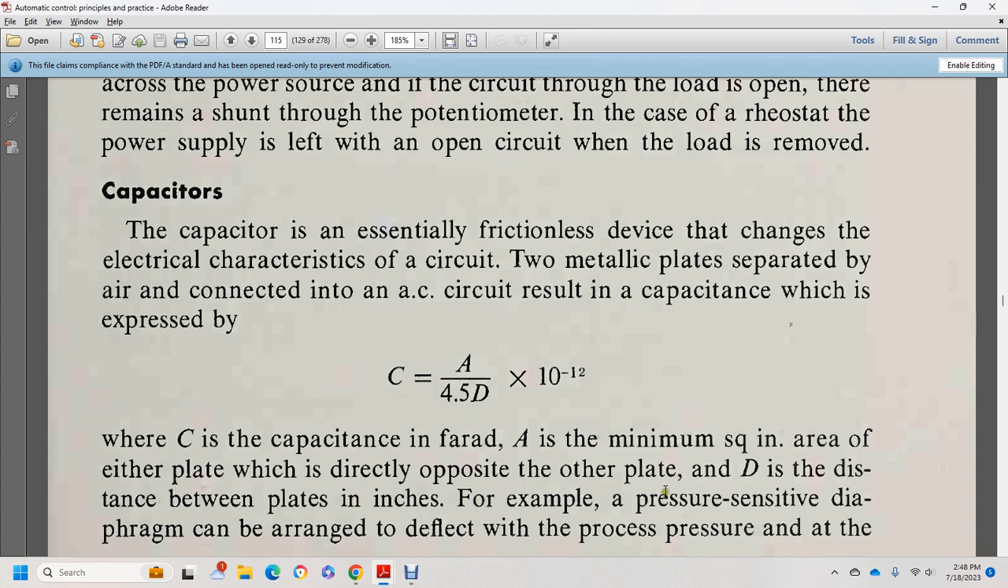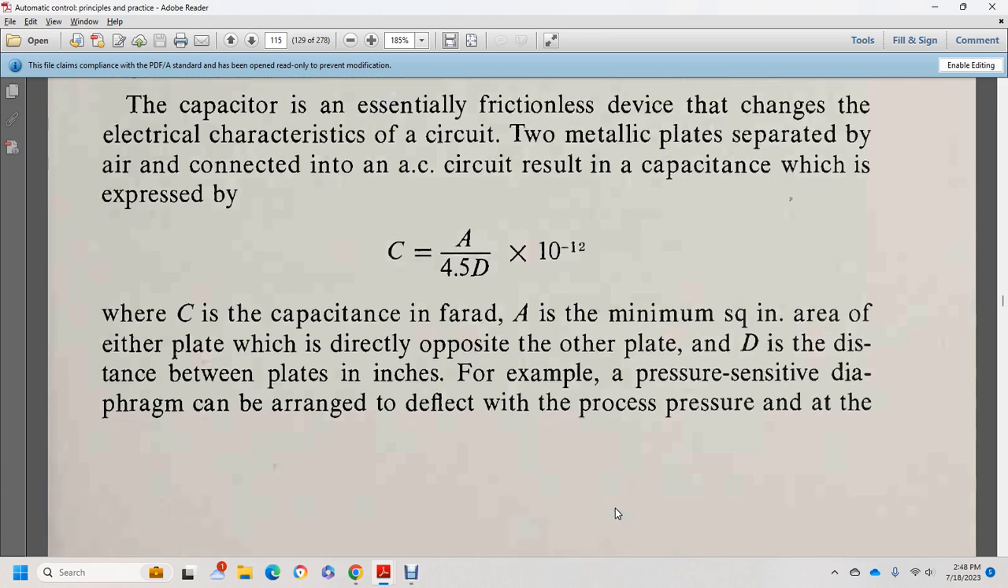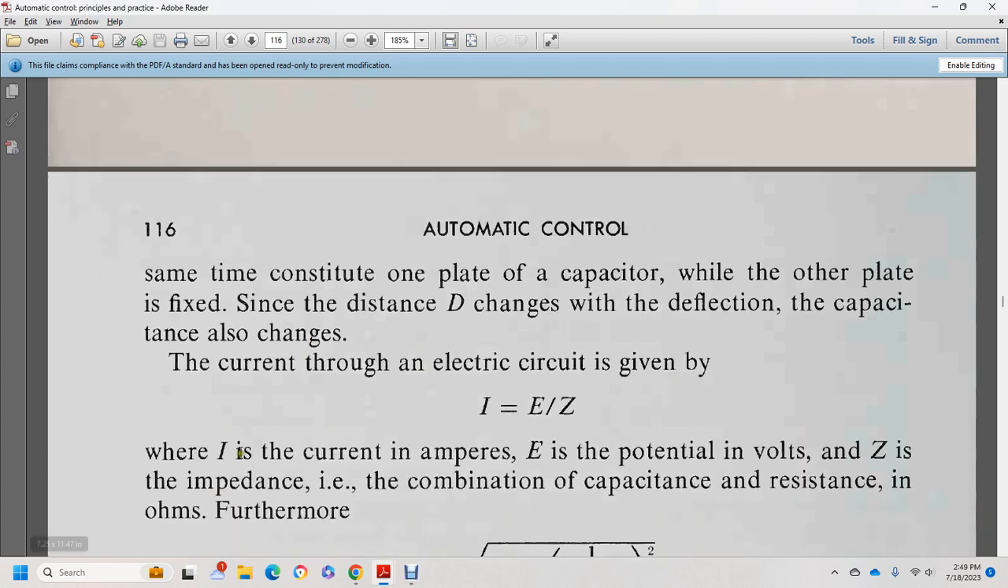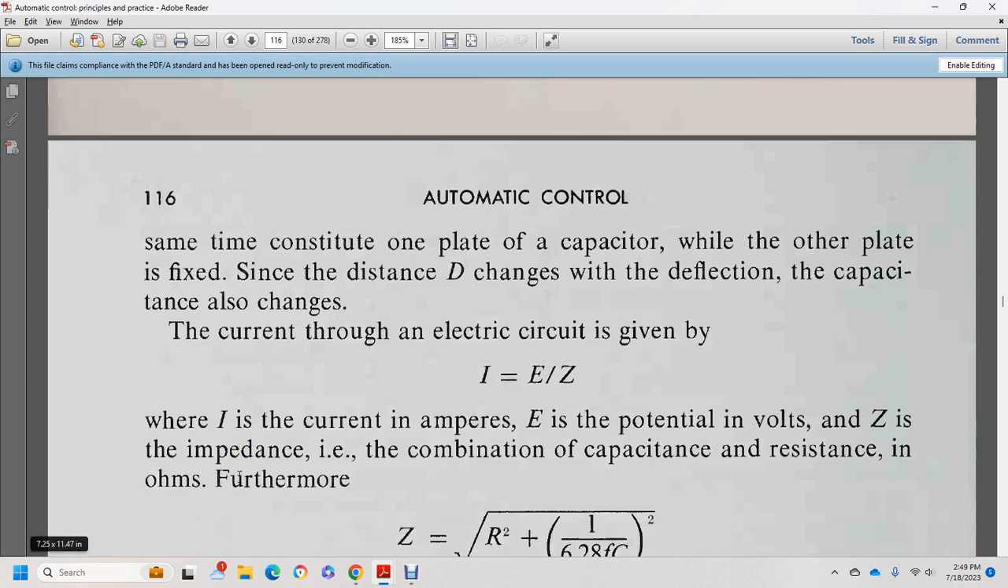For example, the pressure sensitive diaphragm can be arranged to respond to the process pressure and at the same time constitute one plate of a capacitor, while the other plate is fixed. Thus the distance D is changed with the deflection, and the capacity also changes. The current through the electrical circuit is given by I equal to E divided by Z. The current in amps is equal to the potential in volts divided by the impedance, the combination of the capacity reactance and resistance, in ohms.